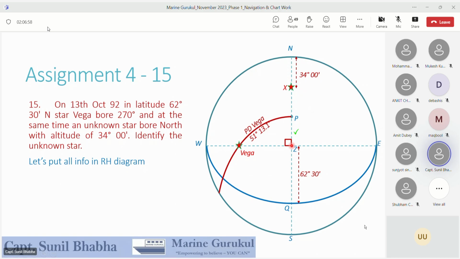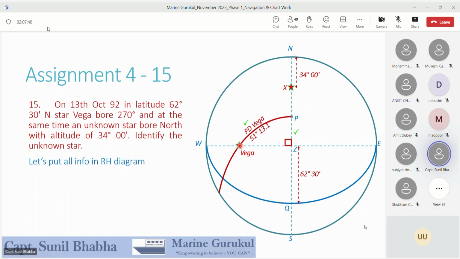And in this triangle, we know the side PZ, Papa Zulu side. It is the co-lat of the observer, or 90 minus latitude of the observer. The latitude is 60 30. So 90 minus that is the side PZ. That's why it is shown with a green tick. Now we also have the P Vega side, which is the polar distance of Vega, 51 degrees 13.1, which we calculated earlier. Now you see this triangle PZ Vega is a spherical triangle.